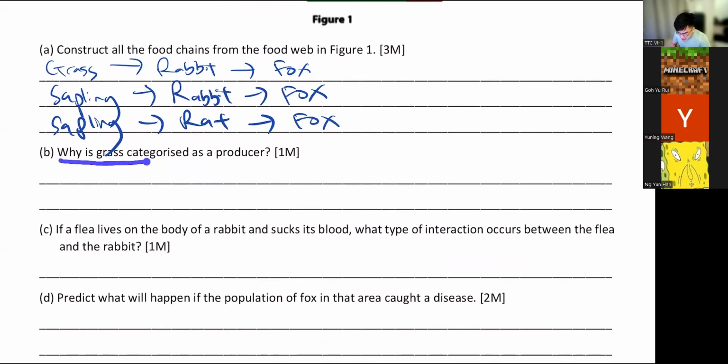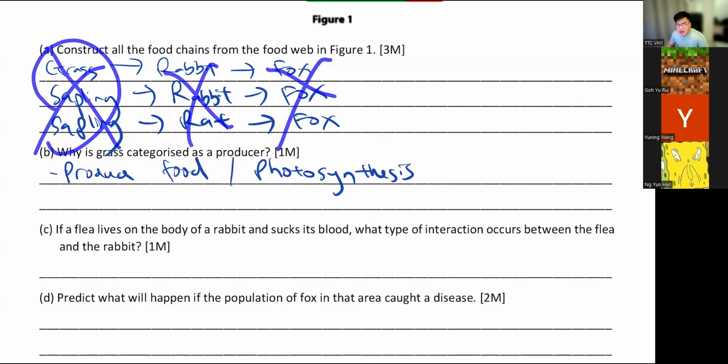So B, why is grass categorized as a producer? Do you know what a producer is? I told you this last week. A producer makes food, they do photosynthesis. If I'm a green plant, I'm a producer. So why is grass categorized as a producer? Because they produce food. Or even better, you can say because they carry out photosynthesis. They do photosynthesis and make food, so they are producers. Guys, the producer is the most important part of a food chain, because if the producers die, everything will die. They are the base of every food chain or food web, the most basic, the most bottom.